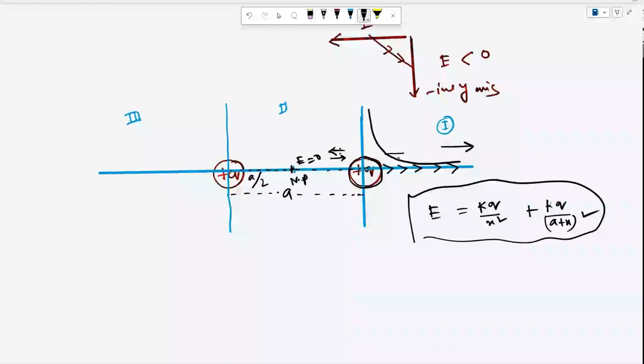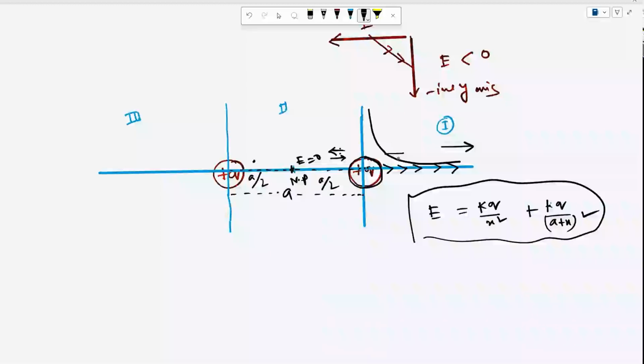Because this distance is a by 2, and this is a by 2. This one will push it towards right, and this one also will push it towards left. These two forces are equal and opposite because both charges are Q over there. Definitely I will discuss the case when charges are of different magnitude. But right now, same magnitude we have taken, so electric field will be 0 here.